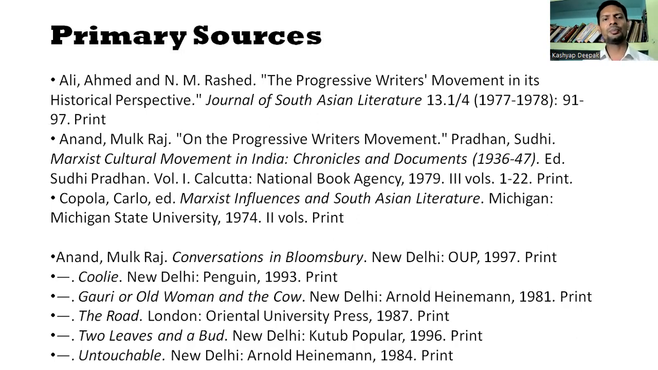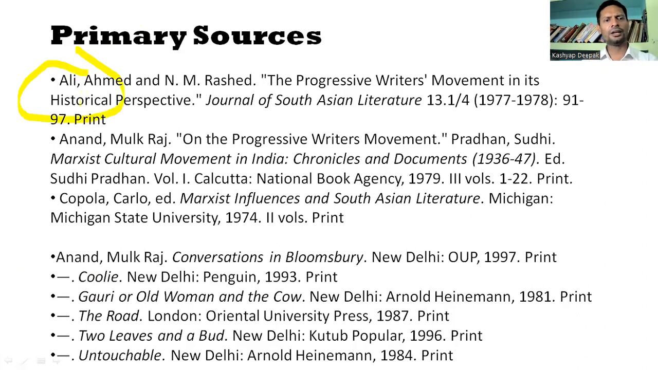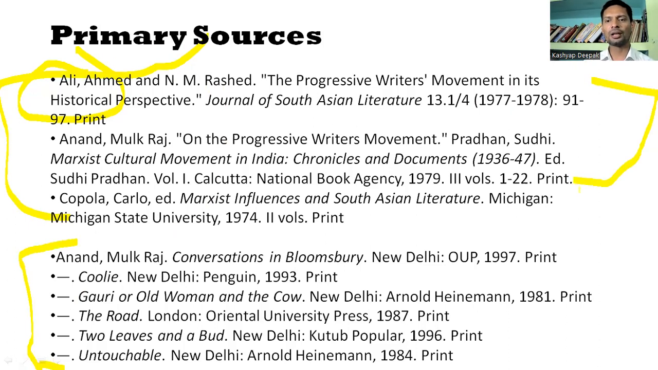The primary sources on Mulk Raj Anand as a progressive writer are divided into two parts: progressive writers, and Mulk Raj Anand. From here to here is mostly the progressive writers, and from here to here are Mulk Raj Anand's primary sources. And these are the primary sources on the ground of which we can make our work. I'm not going to read them all because it will take a long time.